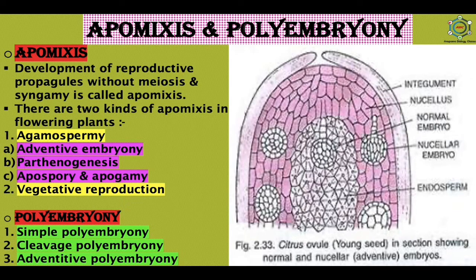So, this is the complete discussion about the process of fertilization in monocots and dicots, structure of seed and fruits, apomixis, and polyembryony. And this is the end of the video.